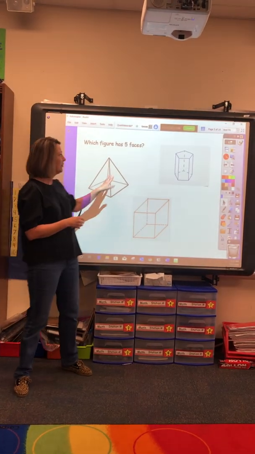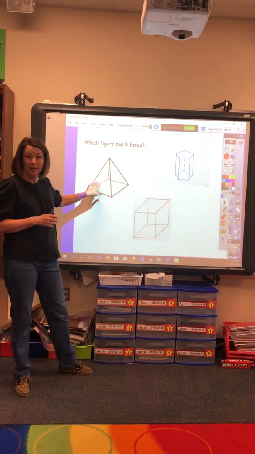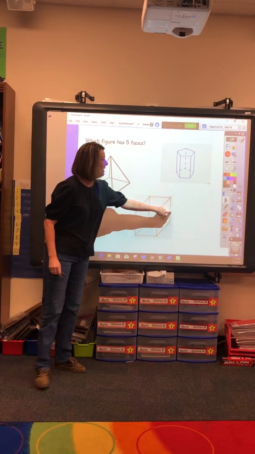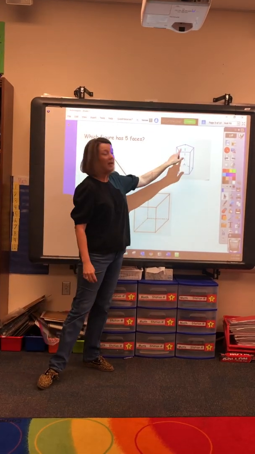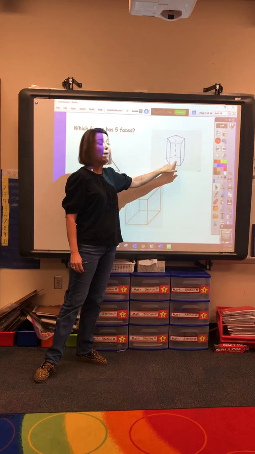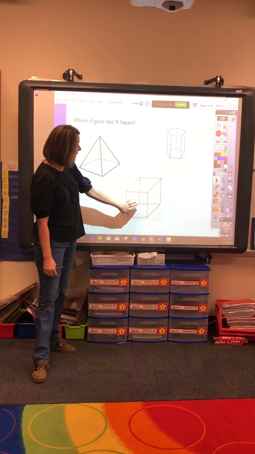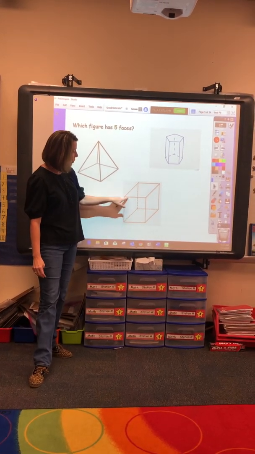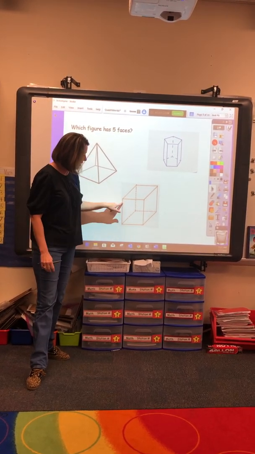So when we're talking about 3D shapes, we have prisms and pyramids. By definition, a prism is any shape that will have rectangles connecting the top and the bottom. So right here, this would be a pentagonal prism because it's a pentagon at the top and the bottom, and there are rectangles connecting those. This right here, many people would say it's a cube.